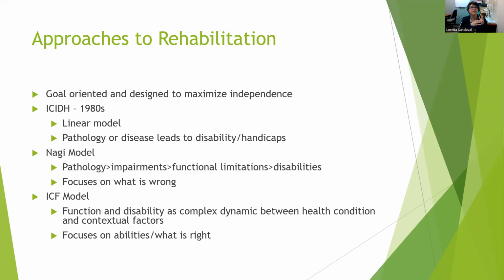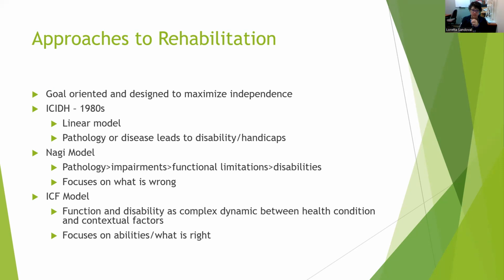So there are lots of different approaches to rehabilitation. Really, we want rehabilitation to be goal-oriented and designed to maximize independence. So there are lots of different models that are discussed in the book. The linear model from the 80s, it's basically pathology or disease leads to disability and handicaps. And so we have to address the pathology or disease. The Nagi model focuses more on pathology and impairments. It focuses on what is wrong with the patient.